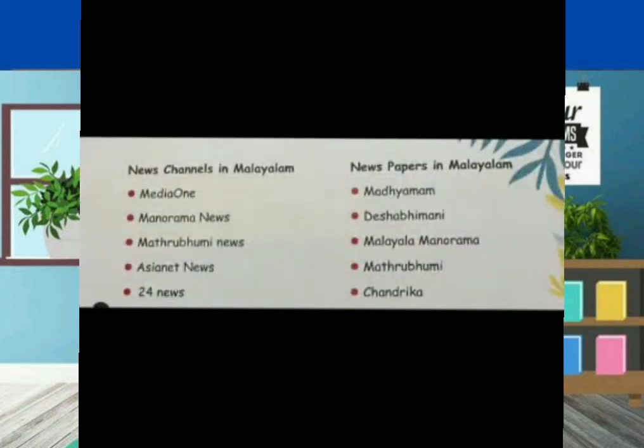And the next, news channels in Malayalam and newspapers in Malayalam. What are the news channels in Malayalam? Media One, Manorama News, Mathrubhumi News, Asianet News, 24 News. These are all news channels in Malayalam. And the newspapers in Malayalam: Madhyamam, Deshabhimani, Malayala Manorama, Mathrubhumi, Chandrika. So, you should all study the names of news channels in Malayalam and newspapers in Malayalam.